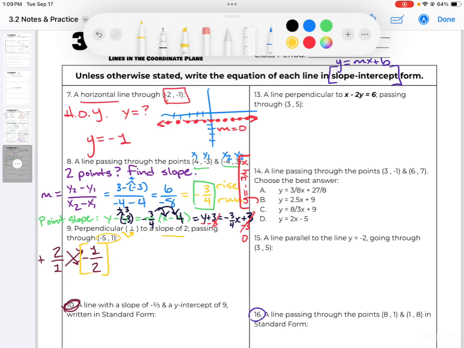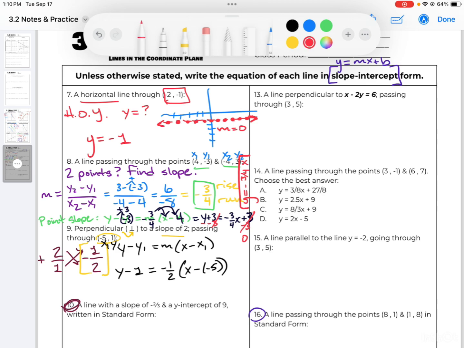And when I have a point and a slope, I can use point-slope form. Point-slope form is y minus y1 equals m times x minus x1. Where do my x1 and y1 come from? They come from this point that was given. So y minus 1 equals my slope, negative 1/2, times x minus negative 5.